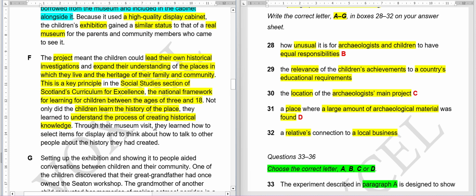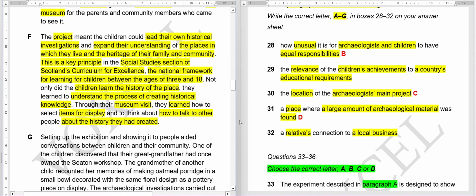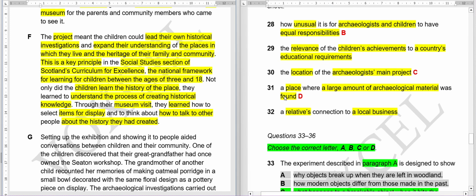Through their museum visit, they learned how to select items for display and to think about how to talk to other people about history they had created. So the benefit of visiting the museum was they learned what kind of items should be on display and how to talk to other people about the history they just created. So to pass on the information to other people, to visitors. I hope the information is clear, and you have around 10 seconds. The time starts now.